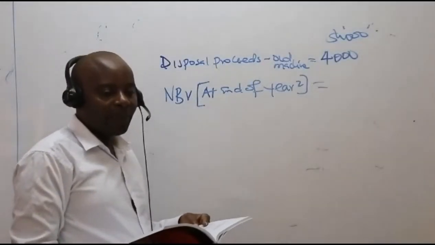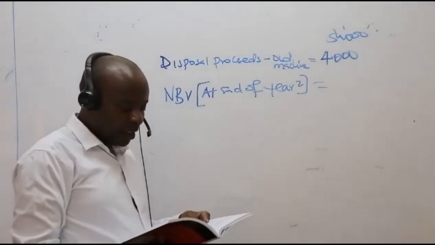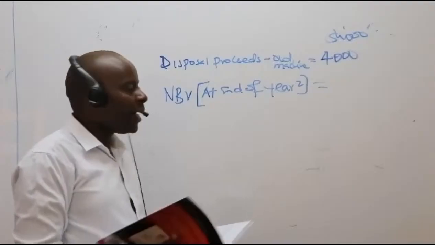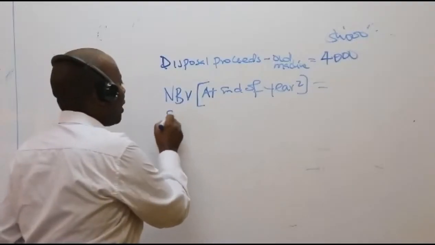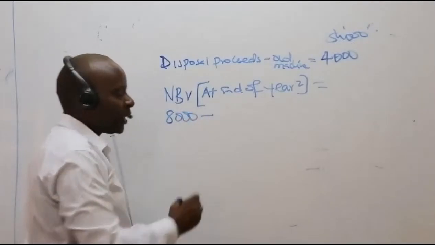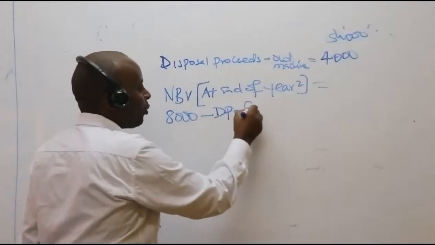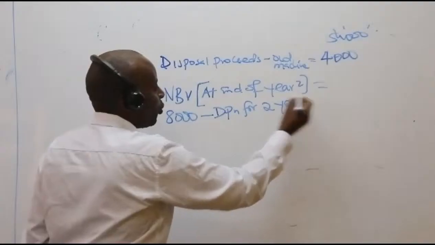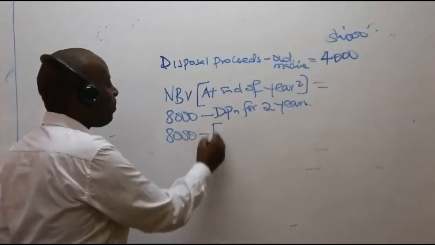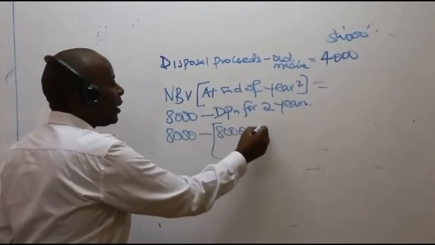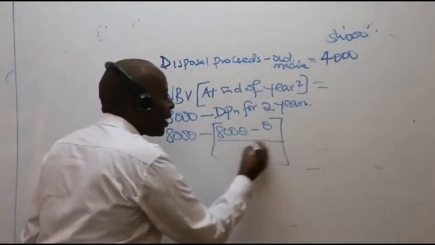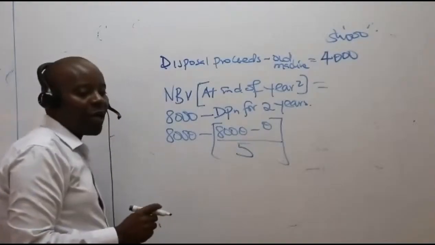No. They have given us the purchase cost of this old machine, which is 8,000. So to get net book value, I'll take 8,000 minus depreciation for 2 years. Depreciation per annum will be 8,000 over the useful life, with a scrap value of 0. And remember, ladies and gentlemen, that the useful life of this old asset was 5 years.